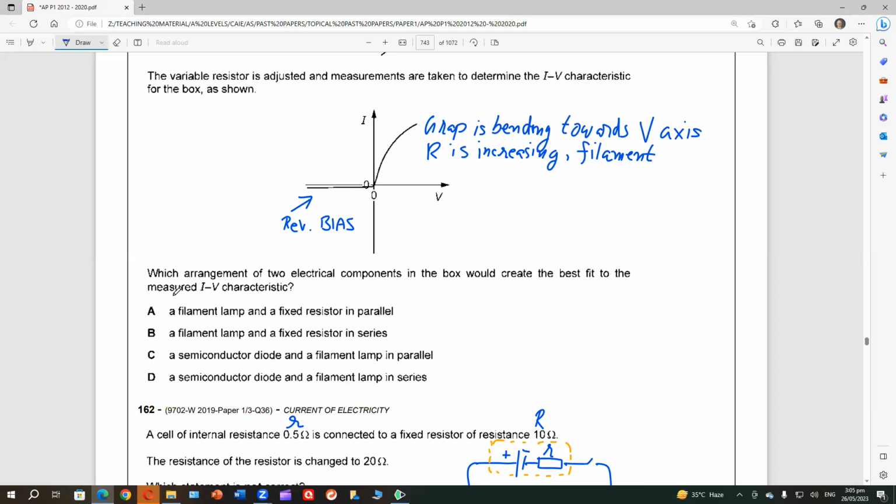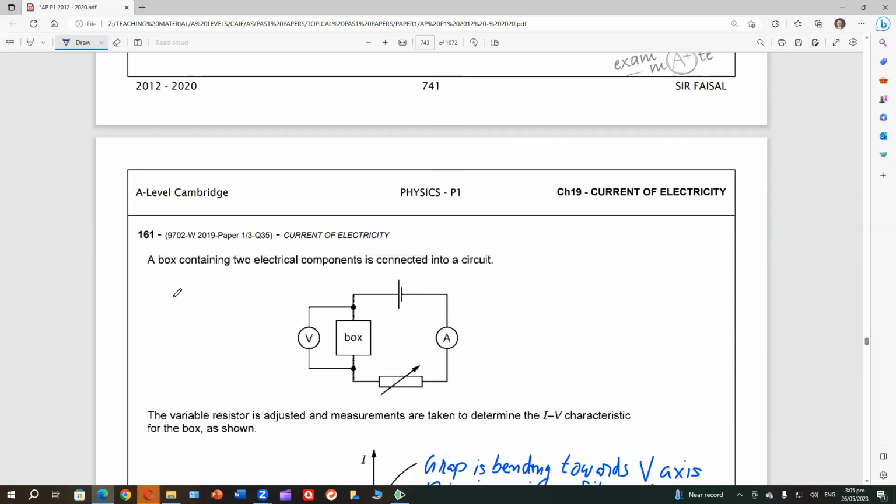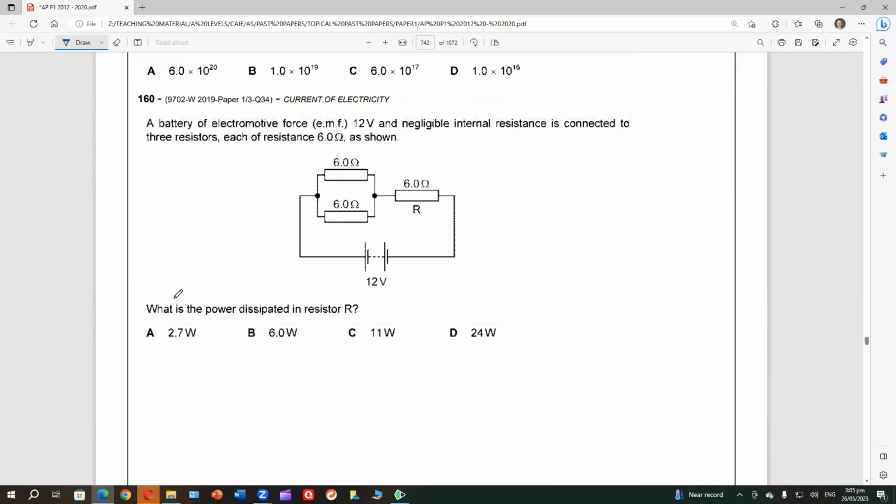In parallel, the resistance will decrease, so it will be a series circuit. It should be a series circuit, right? Now, let's move to the next question.